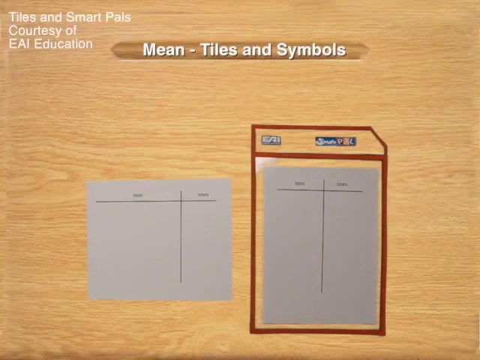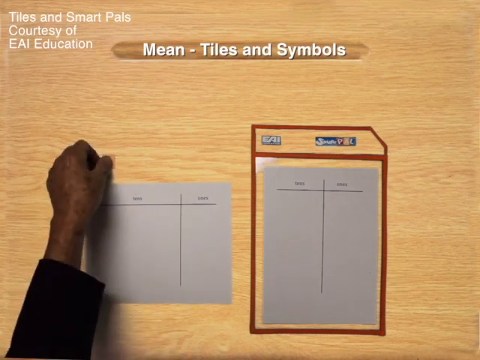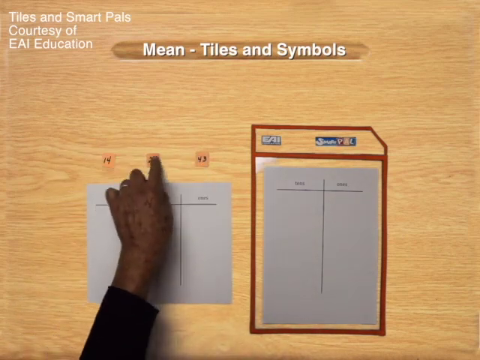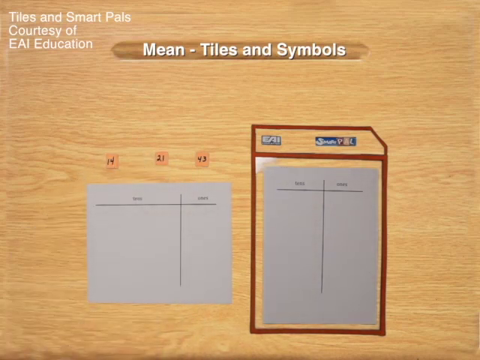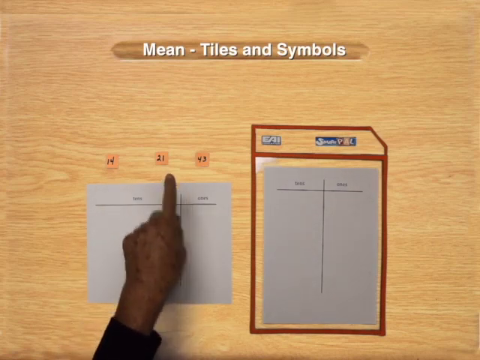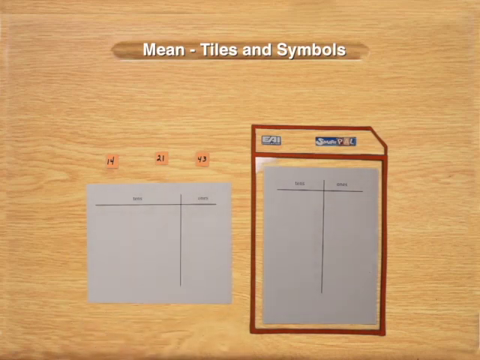We're going to begin again with our numbers 14, 21, and 43. As we said before, these represent the number of plastic bottles that have been collected. There's 14 in one box, 21 in another box, and 43 in a third box. So let's represent these with tens and ones.